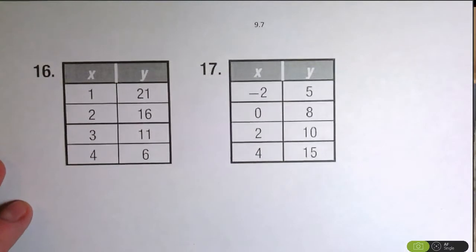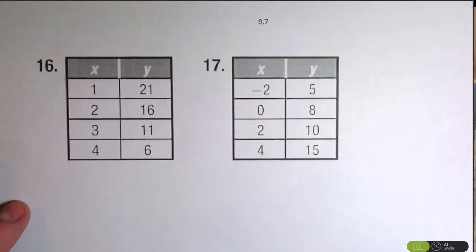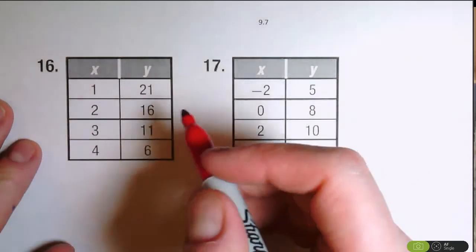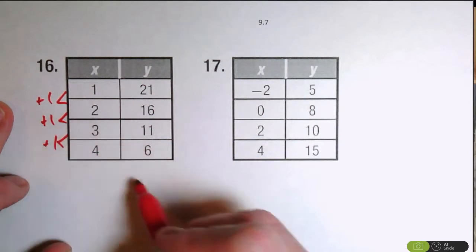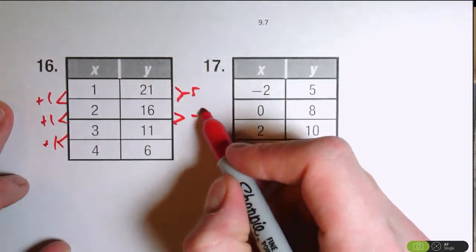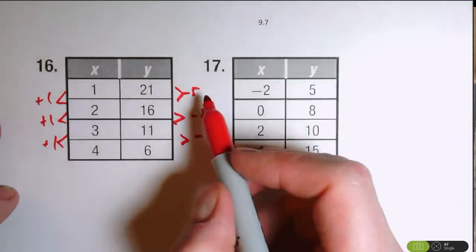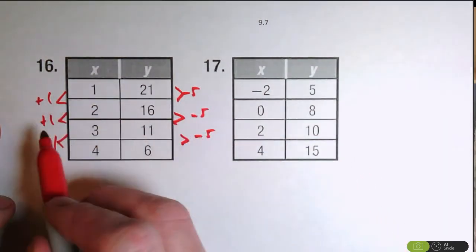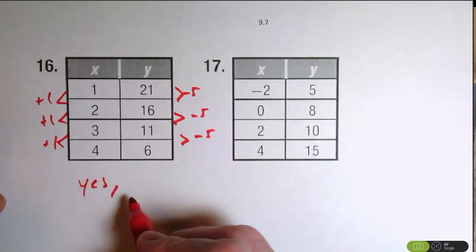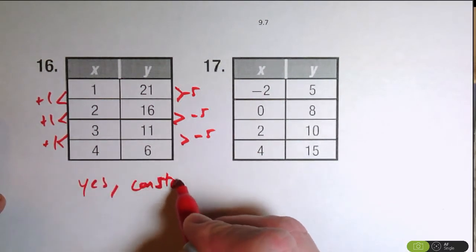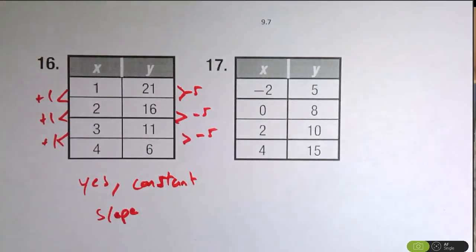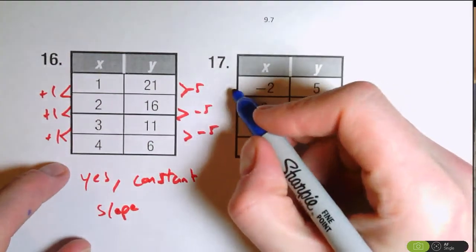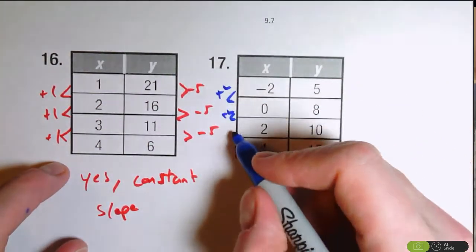Next, 16 and 17. Now, if it's going to be a line, it has to have a constant rate of change or a constant slope. So let's see if it works that way. So for number 16, I'm adding 1 to the x's, and I'm subtracting 5 from the y's each time. So the change in y over the change in x is the same every single time. So yes, constant slope.